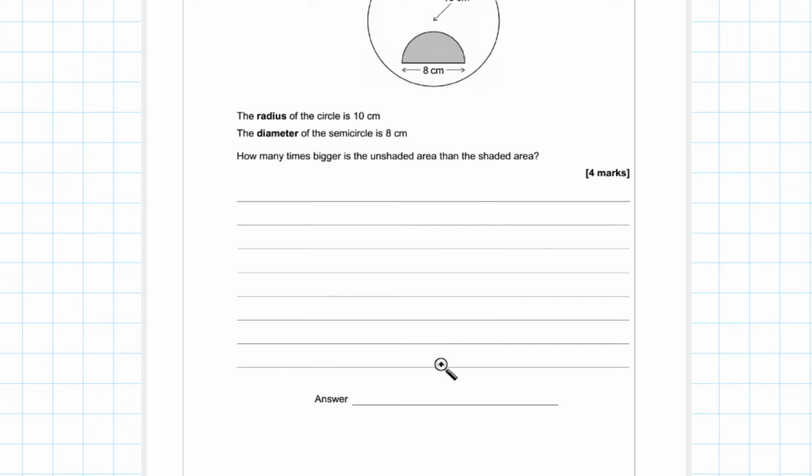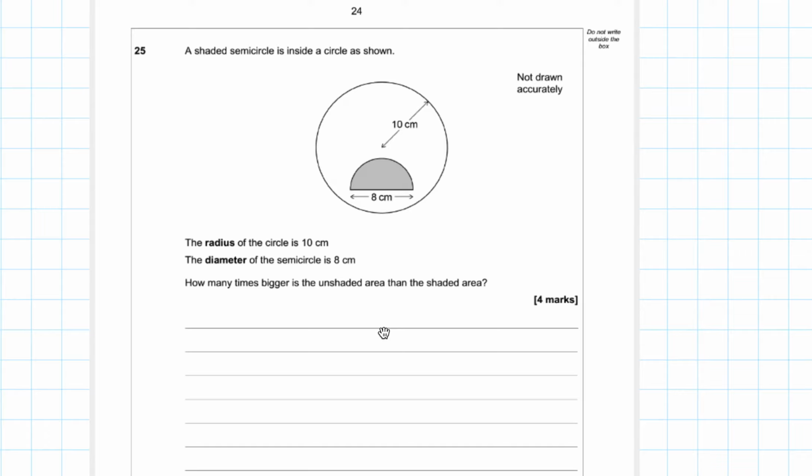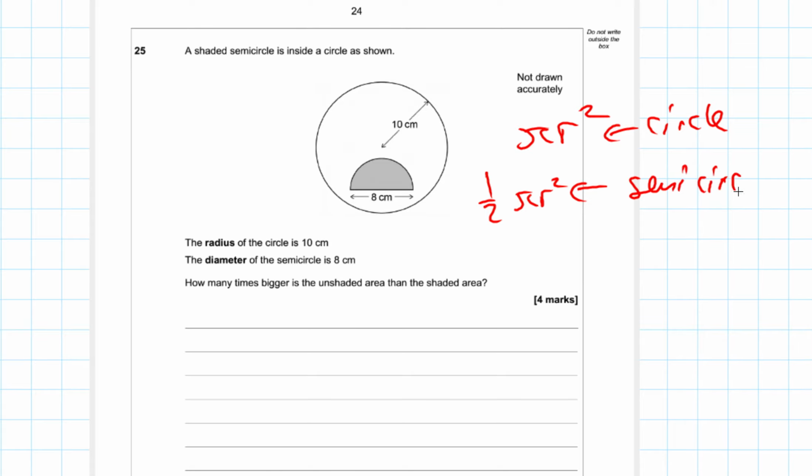Okay, question 25. We are given a shaded semicircle inside a circle as shown below. The radius of the circle is 10 centimeters, the diameter of the semicircle is 8 centimeters. How many times bigger is the unshaded area than the shaded area? So the first thing we need to use is the area of the circle is equal to pi r squared. This is for a circle, and for a semicircle, that's half a circle, so that's going to be a half pi r squared.